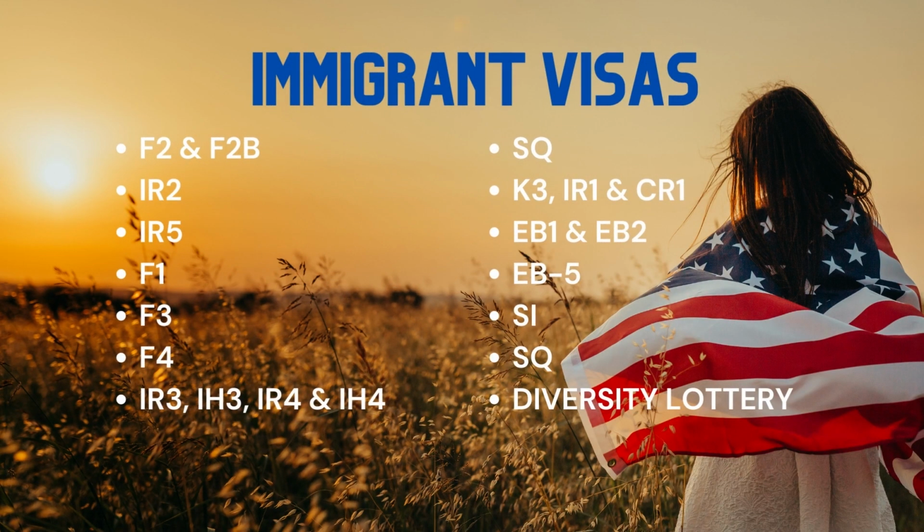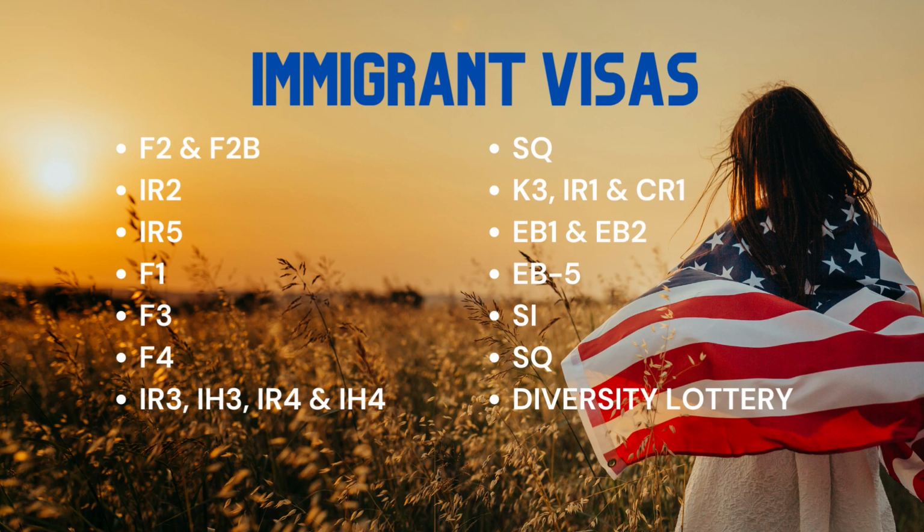Then there are immigrant visa categories. The F2A and F2B visas are for the families of lawful permanent residents, IR2 visa, for unmarried children under 21 years old, IR5 visa, for parents of U.S. citizens who are at least 21 years old, F1 visa, for unmarried sons and daughters, F3 visa, for married sons and daughters, F4 visa, for brothers and sisters of U.S.